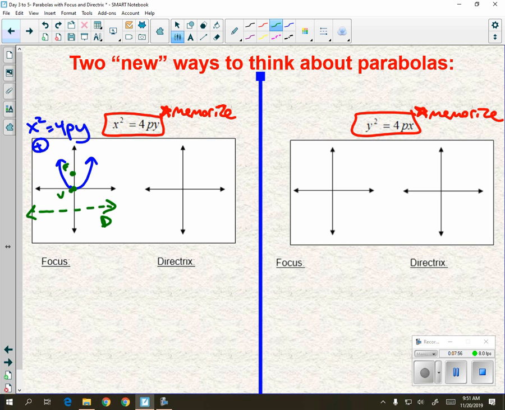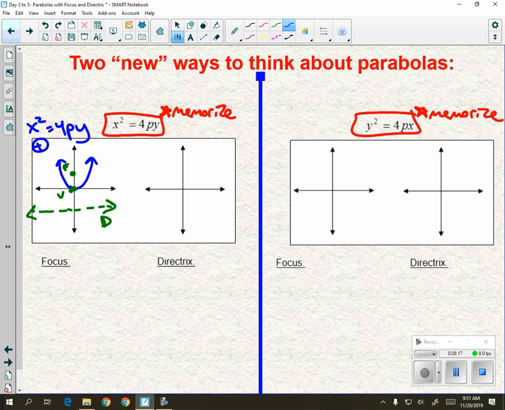We make the directrix a dashed line because it's not actually there, right? When you graph parabolas, we never see the focus and directrix. It's still there, it's still the relationship between the focus and directrix, but we don't see it. So keep it as a dashed line.